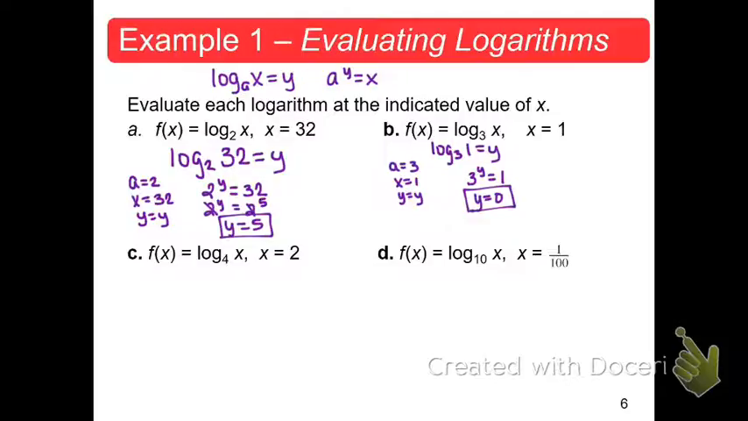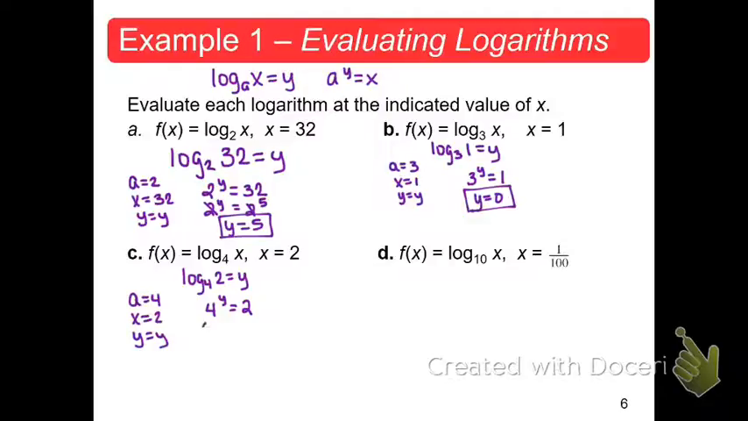Okay, and C, let's do the same thing. Let's plug in the 2, and let's set it equal to y because it's log form. So we've got our a is 4, our x is 2, and our y is going to be our y. So when you set it up into exponential form, you've got your a to the y equals x.